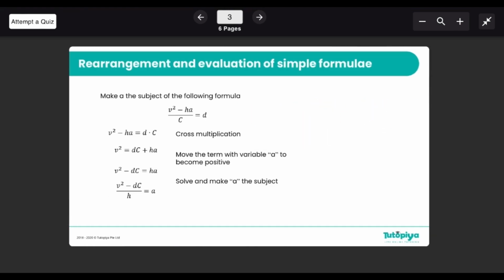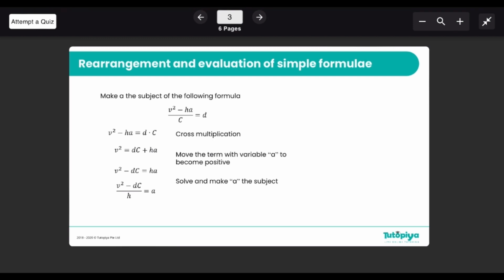So here's the first one. Make A the subject of the following formula. So we want to make A the subject. What does that mean? We have to move everything else over. So what do we do? We multiply the C across, so it becomes DC here. Then we are going to remove the HA, so it becomes plus HA.